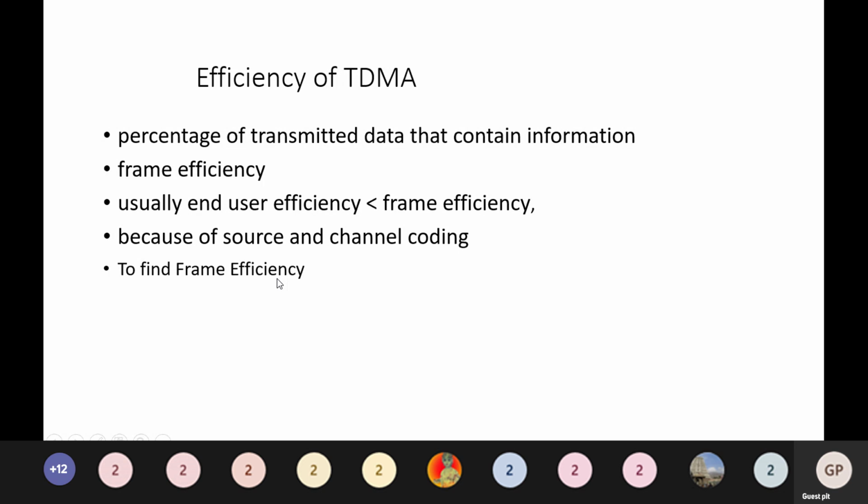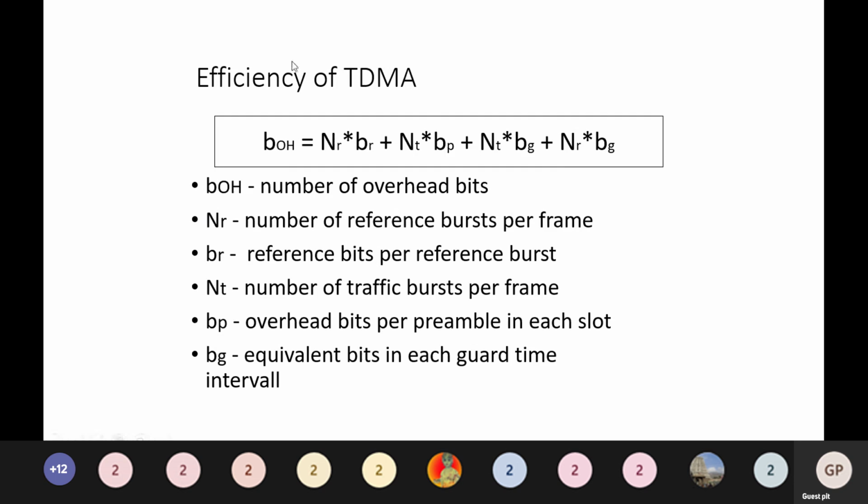Now, for the efficiency of TDMA, the number of overhead bits is a parameter. The number of overhead bits BOH is NR into BR, where BR is the number of reference bits per reference burst. NT is the number of traffic bursts per frame. Then BP is the overhead bits per preamble in each time slot, and BG is the equivalent bits in each guard time interval.